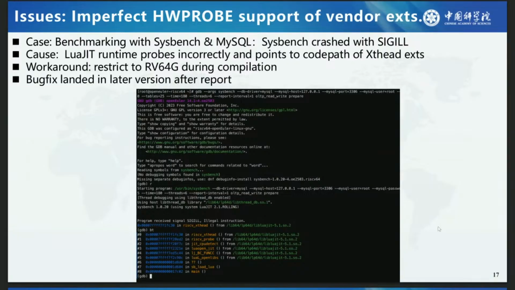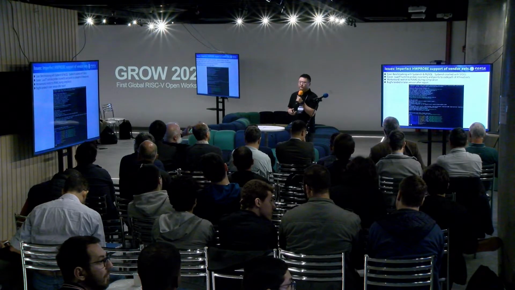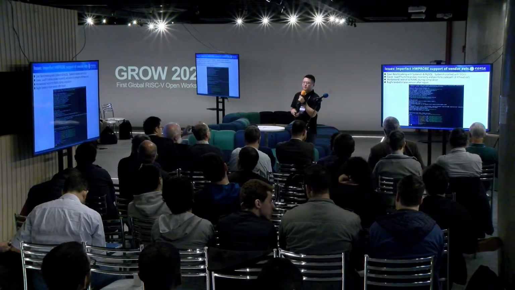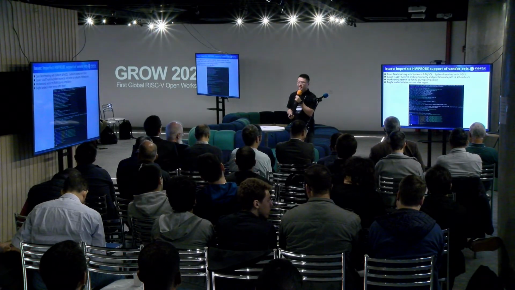So I would like to share two issues we encountered while developing the RV23 standard openEuler. First is the imperfect hardware probe support of vendor extensions. This is very interesting. We ran sysbench and it crashed with SIGILL, which means illegal instruction. Under debug, we saw that the LuaJIT runtime probes incorrectly and points to the code path of the XTheadVector extension. We reported this to the community, and to work around it, we have to restrict compilation to RV64G.